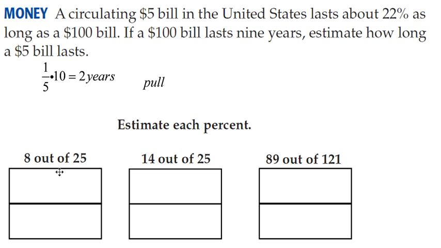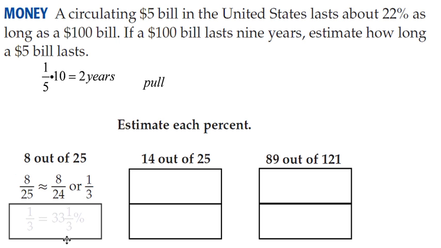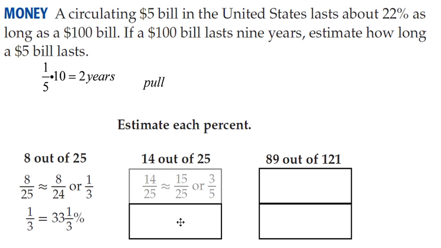All right, 8 out of 25, estimating the percent. 8 out of 25 is about 8 out of 24, and that's going to give us a fraction of 1/3. So as a percent, that's 33 1/3%. 14 out of 25 is pretty close to 15 out of 25. When we reduce that fraction, that gives us 3/5. And 3/5 as a percent is 60%.